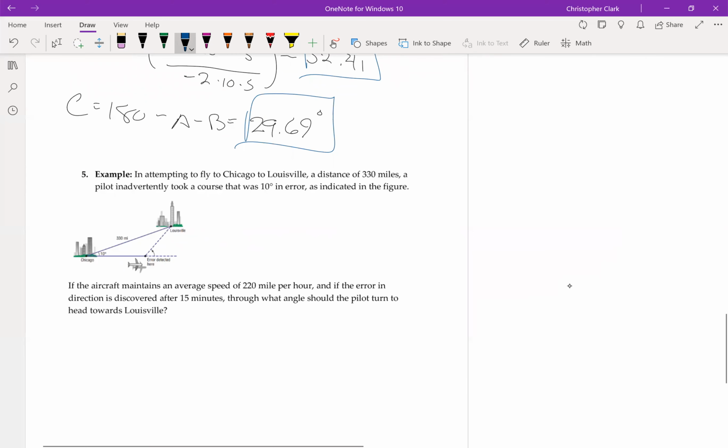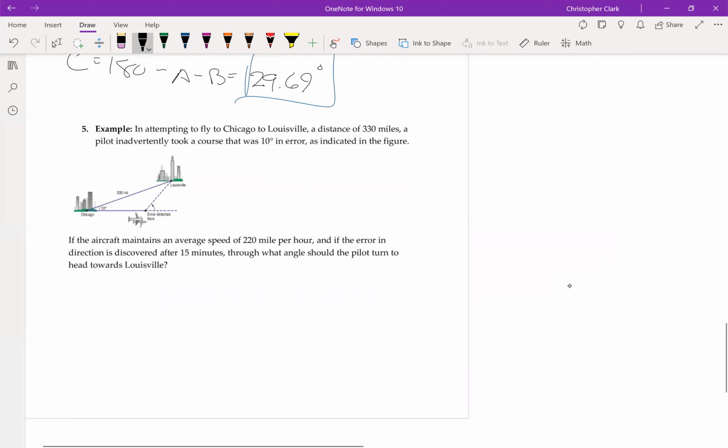All right, how's about number 5? So in attempting to fly from Chicago to Louisville, a distance of 330 miles, a pilot inadvertently took a course that was 10 degrees off, as indicated in the figure. If the aircraft maintains an average speed of 220 miles per hour, and if the error is discovered after 15 minutes, what angle should the pilot turn to head towards Louisville?